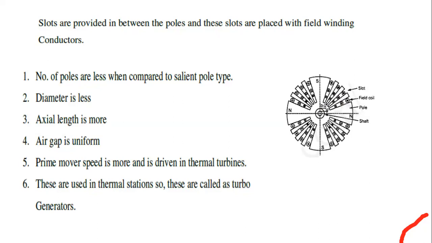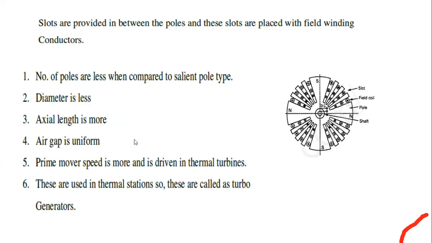This shows the slots, north pole and south pole. In between these slots we fix the field coils. The number of poles is less compared to the salient pole, therefore the diameter is also less, and the axial length is more. The length of this type of rotor is more.